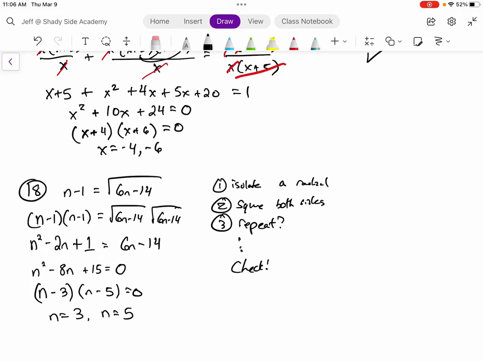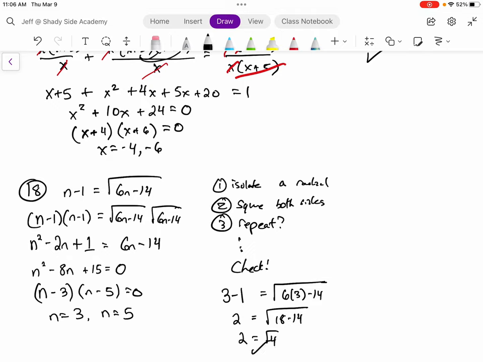Okay, so we're going to check them. And here we actually have to do it out because we have to make sure that our answer works, right? So if I have 3 minus 1 equals root of 6 times 3 minus 14, let's see if that's true. That means that 2 equals root 18 minus 14, which is root 4. And that is true. That's good.